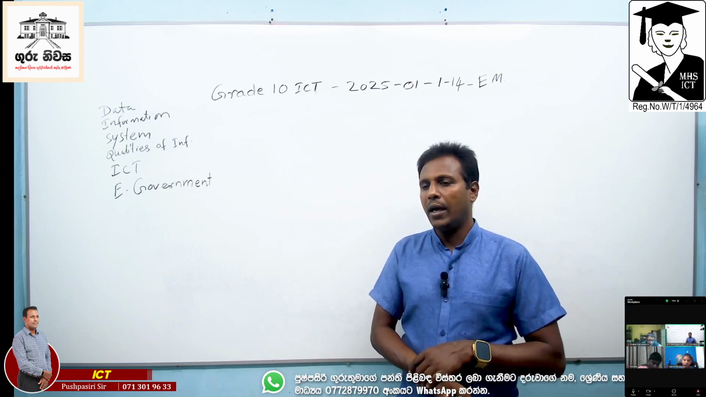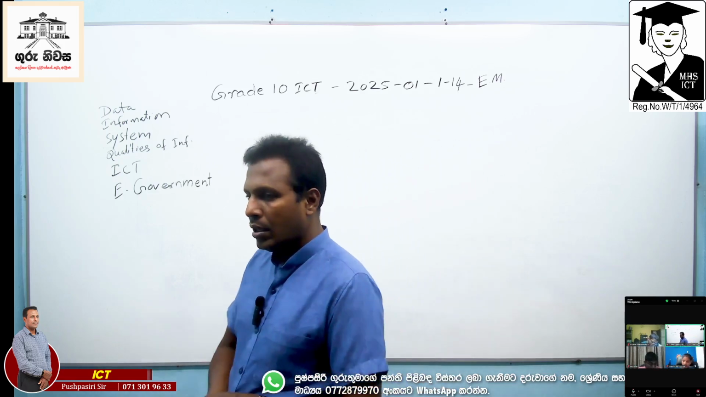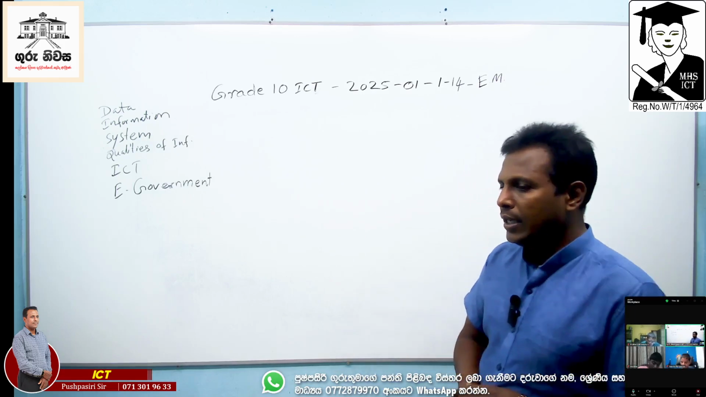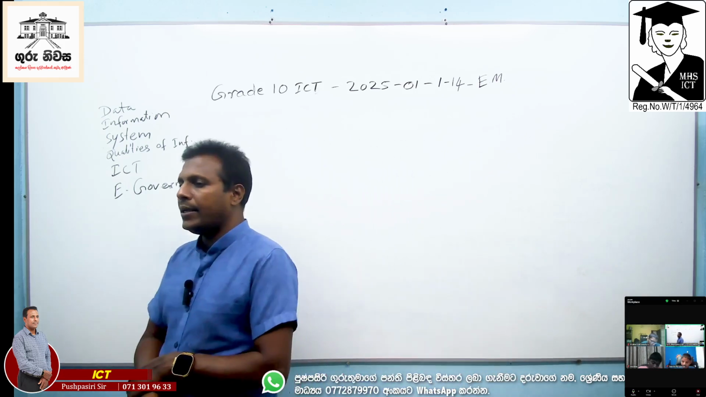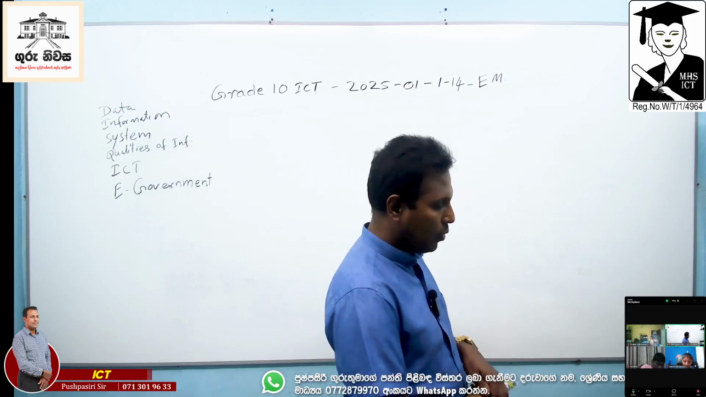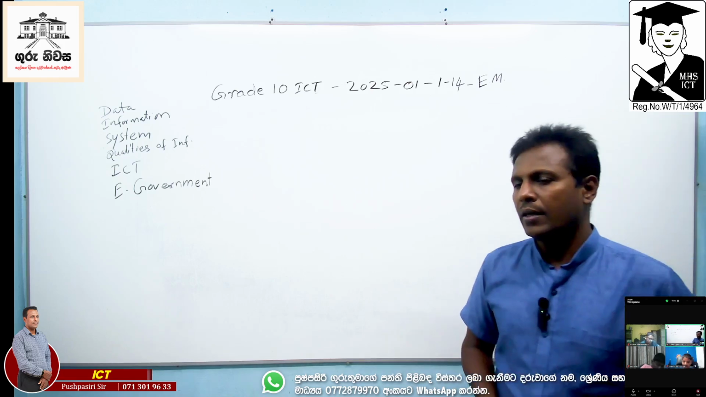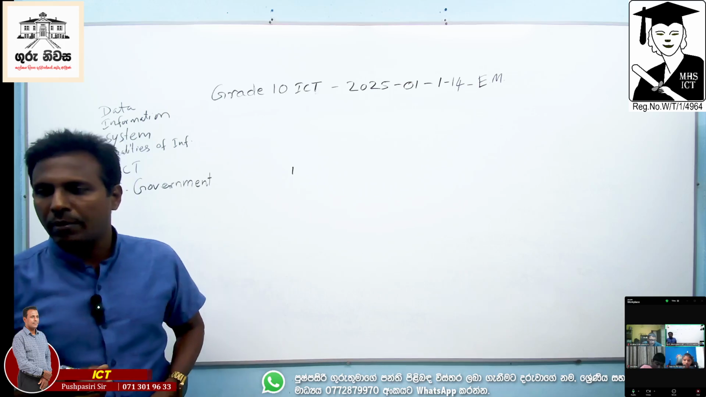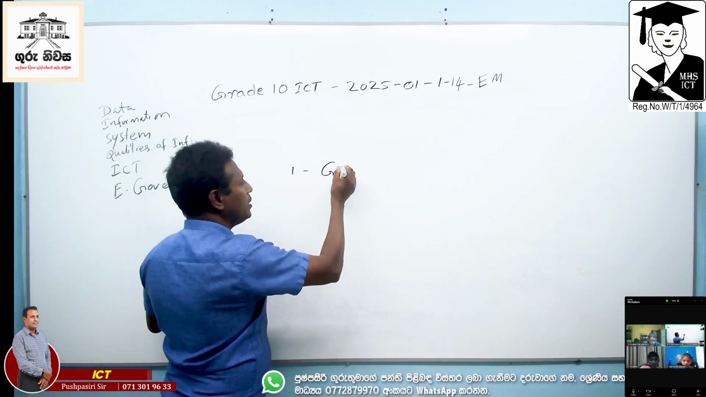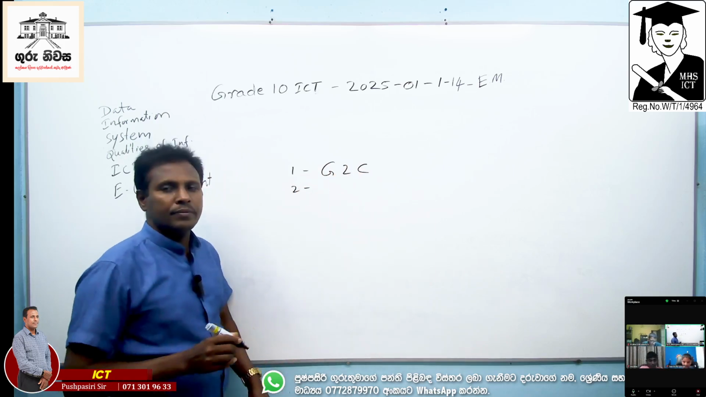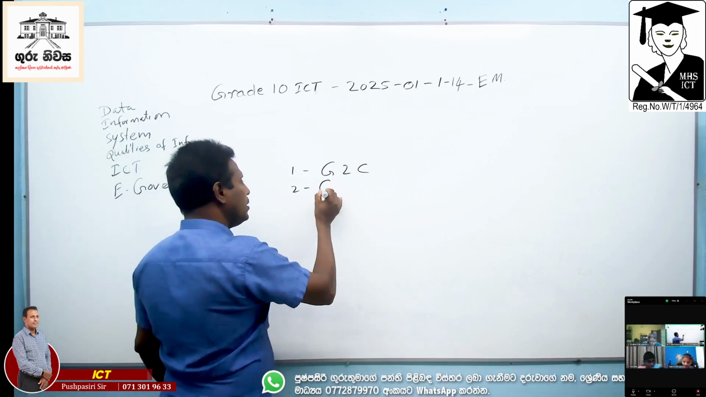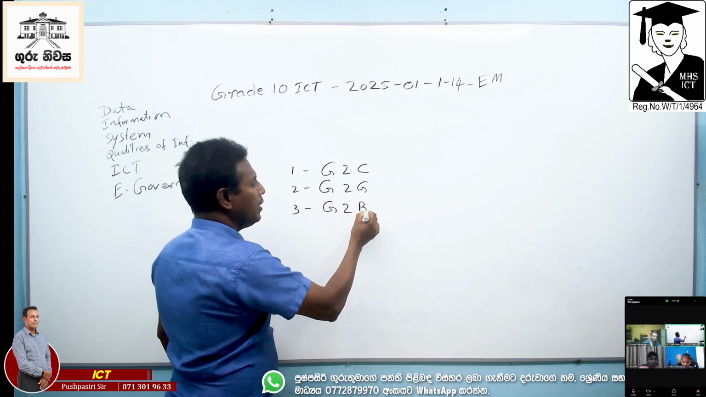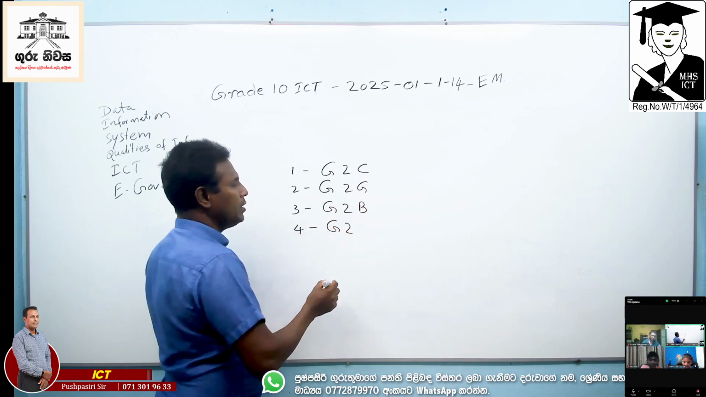They do this activity in four categories. Right, write down the four categories. The first category is G to C, the second is G to G, the third is G to B, and the fourth is G to E.